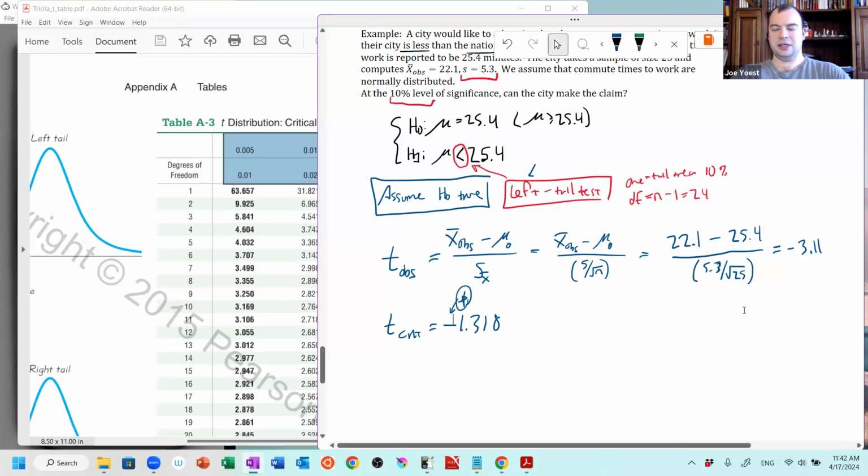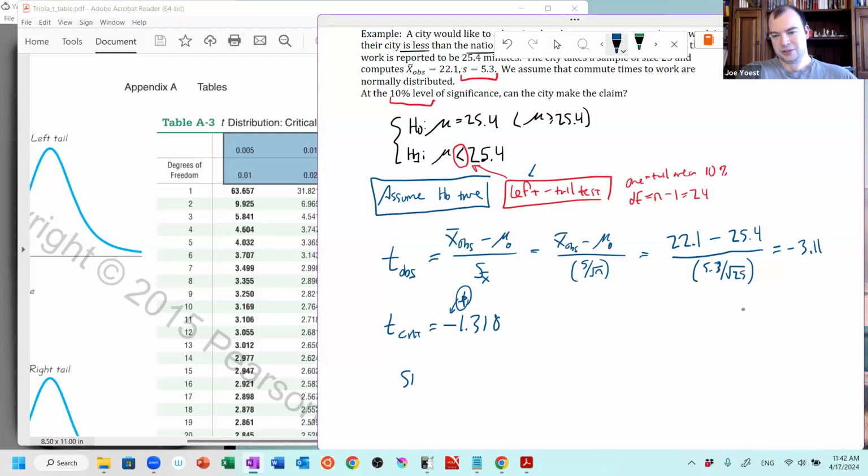My t observed is negative 3.11. And I can say since t observed of negative 3.11 is less than, left tail test, so less than negative 1.318, which is t critical, we do reject H naught in favor of H1.